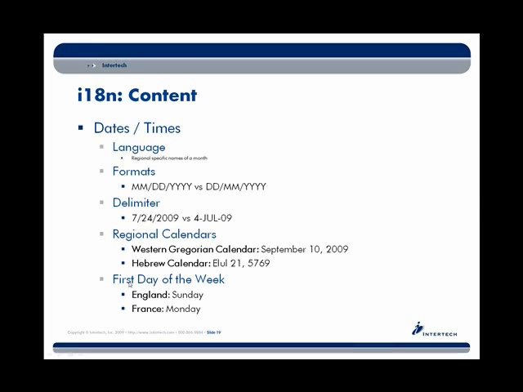So for example, September 10th, 2009 in a Western Gregorian calendar is the equivalent date in a Hebrew calendar of Elul 21 in the year 5769. So completely different calendars as well. And even other things that people tend to forget about, just what's the first day of the week? In America, we assume the first day of the week is Sunday. But in other regions, such as France, the first day of the week is actually Monday.